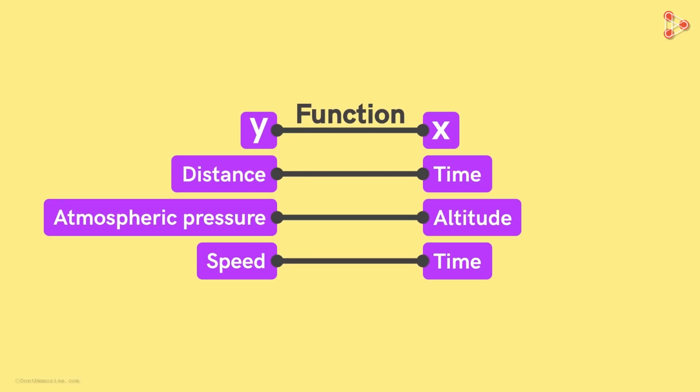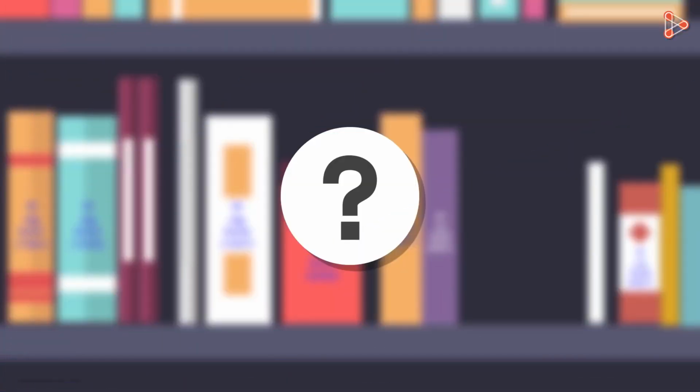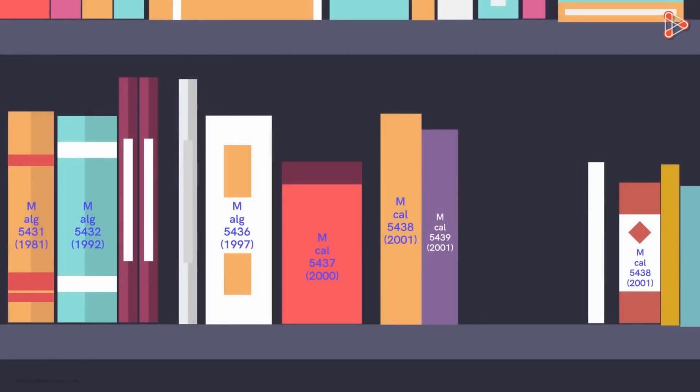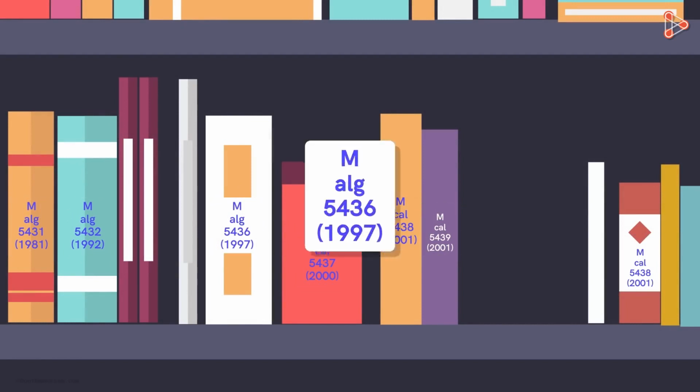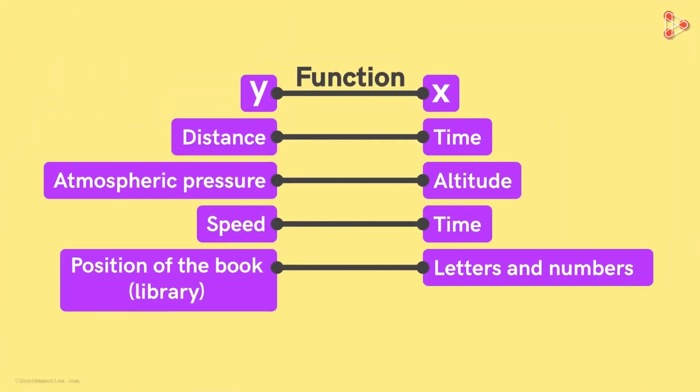Let me give you one example. What do you think the position of a book in a library is dependent on? Each book in a library is labeled using letters and numbers like these. And these letters and numbers could be based on the subject or the genre or edition maybe. So the position of the book is dependent on some letters and numbers.